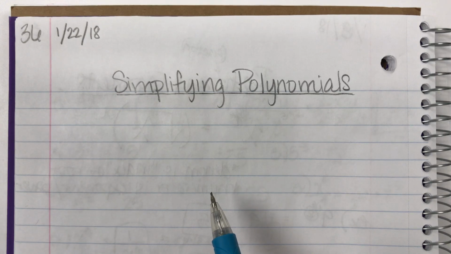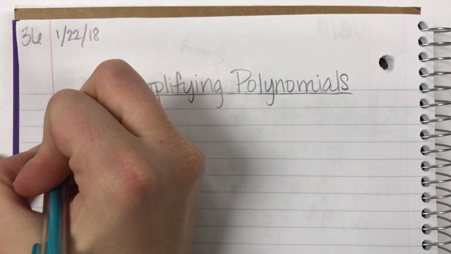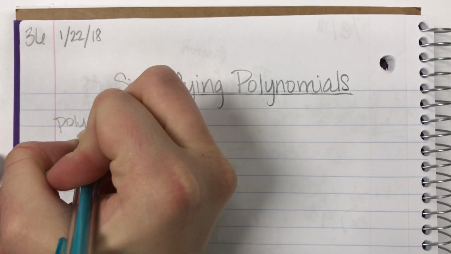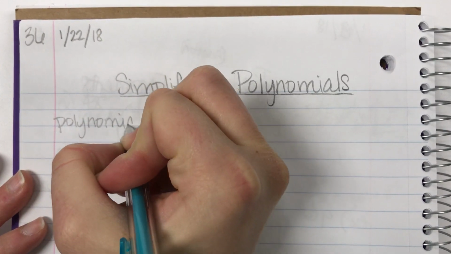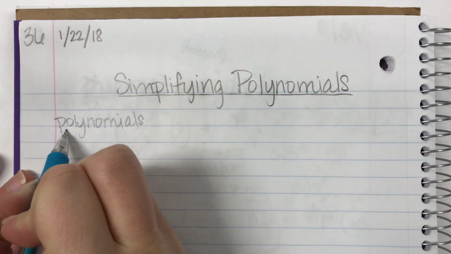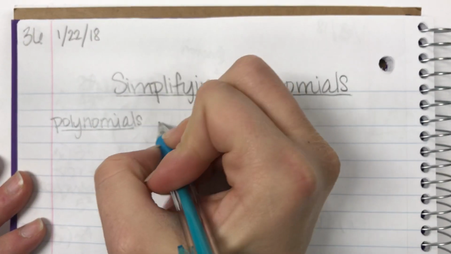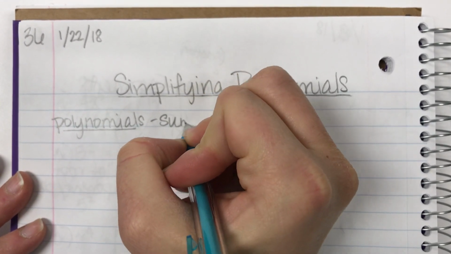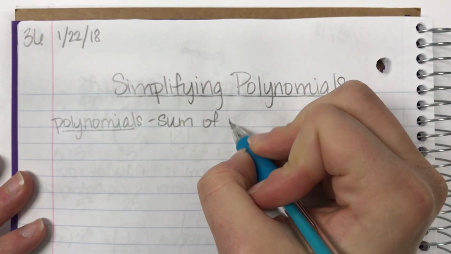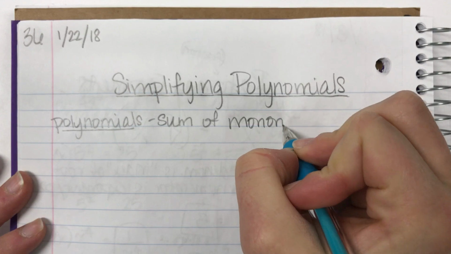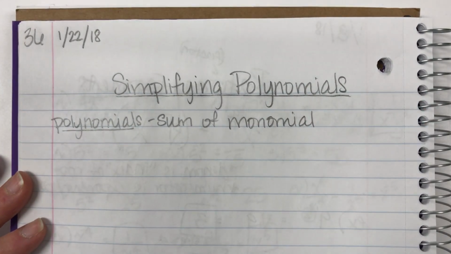So the first question is, well, what's even a polynomial? We've talked about monomials, but we haven't really mentioned the word polynomials. A polynomial is just considered a sum of monomials. Remember that sum means addition or subtraction.